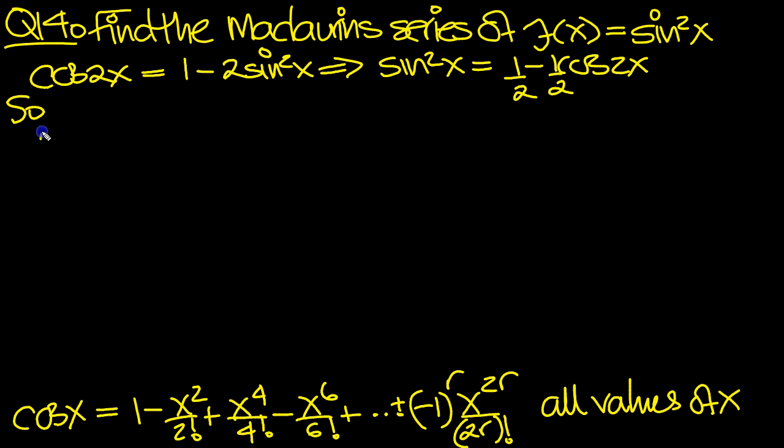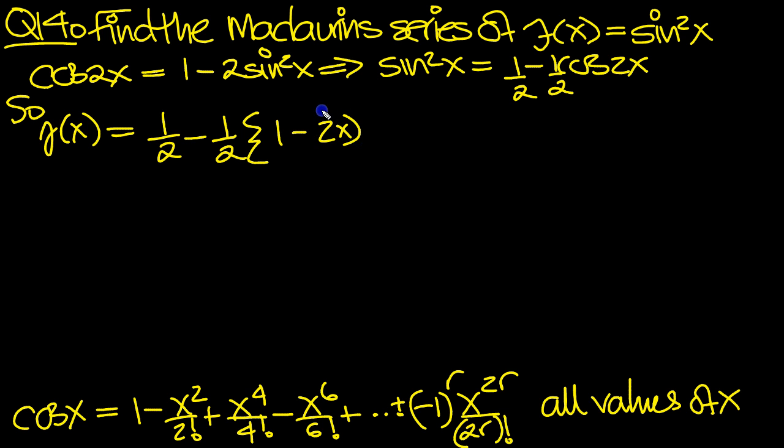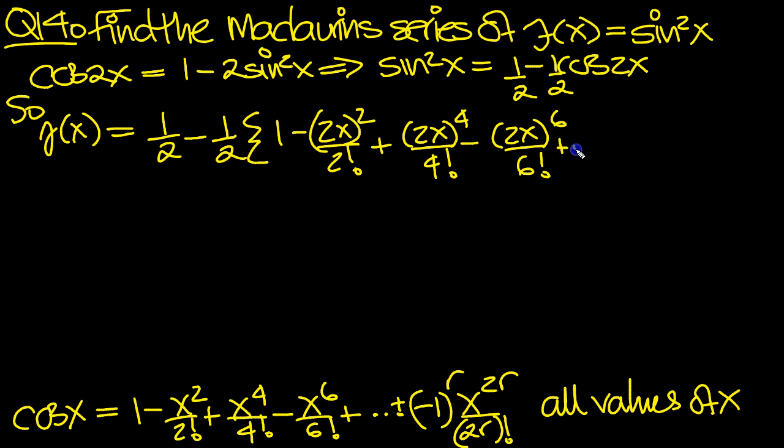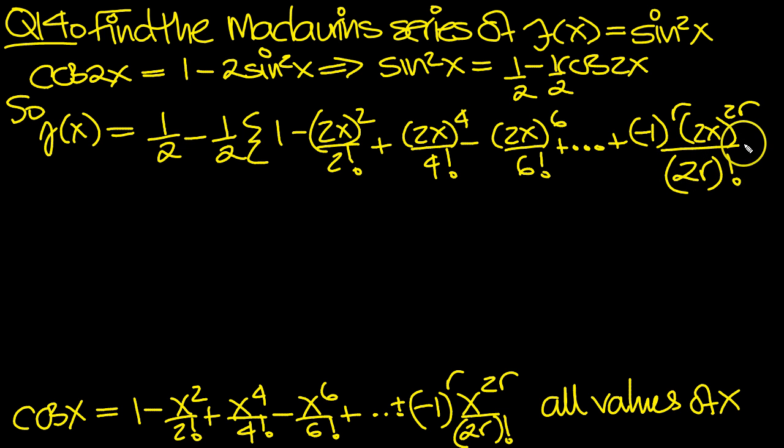So f(x), let's put it in then. Here's the Maclaurin series for cos x. So let's write it out. We've got a half minus a half lots of, and it will be cos 2x, so the input is 2x: 1 minus (2x) squared over 2 factorial plus (2x) to the 4 over 4 factorial, minus (2x) to the 6 over 6 factorial, and so on. And then our general term, minus 1 to the r, (2x) to the 2r, all over (2r) factorial, plus dot dot dot, close brace.